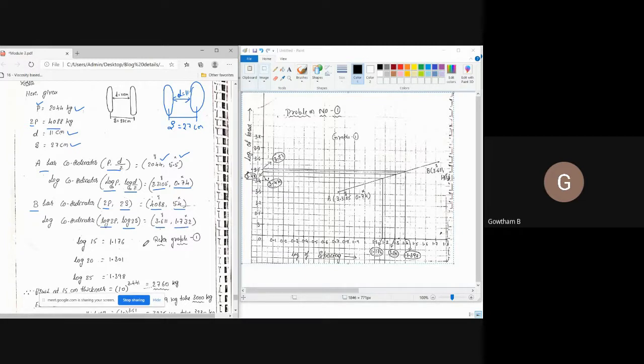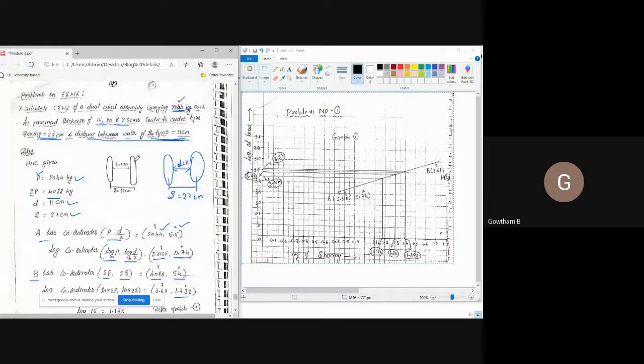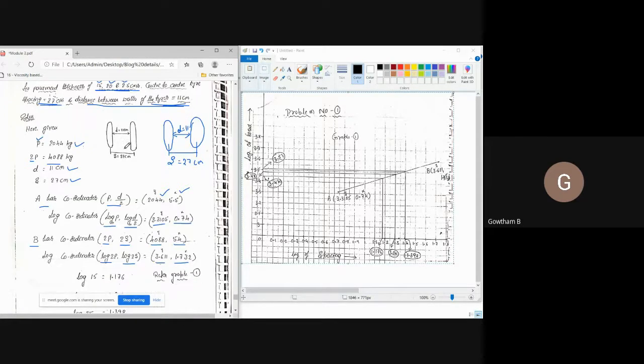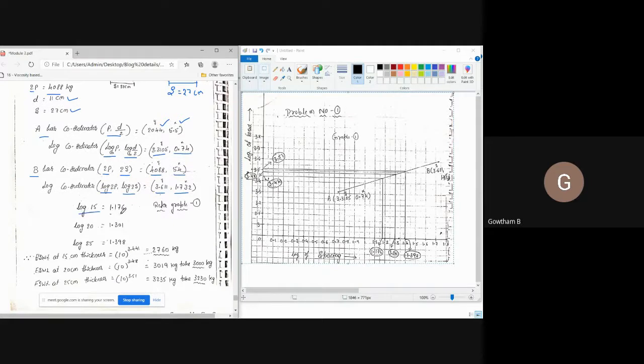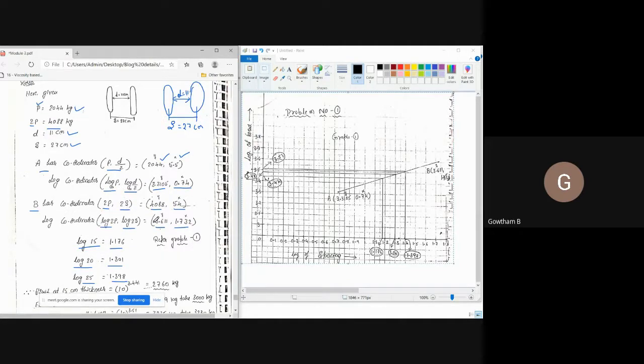Now we also have to find out the ESWL, that means at what depth we have to find it. For that also you apply the logs: log 15 is equal to 1.176, log 20 is equal to 1.301 and log 25 is equal to 1.398. Once we are ready with these values, you have to plot a graph like this.